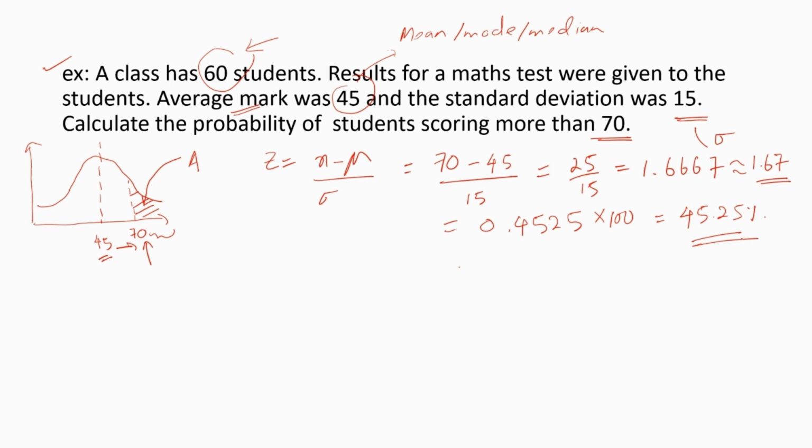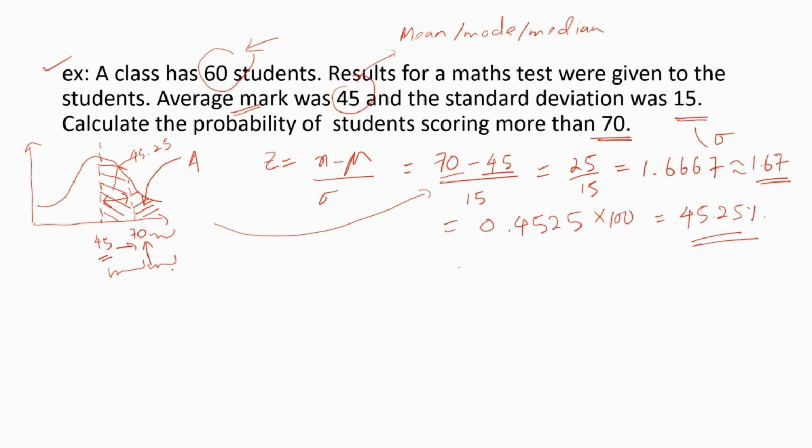This is the answer. Is it? No, this is not the final answer. Look at the graph here. We have found the probability between 45 and 70. This is the probability we just found, 45.25. This is not what we need. We just found this area. Look at the formula here. 70 minus 45, which is this area. But we want this area.